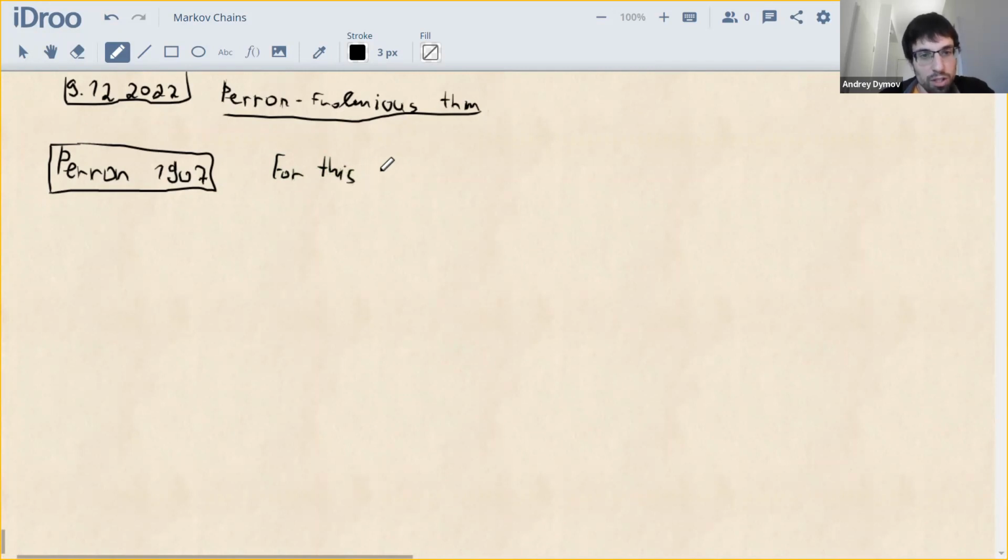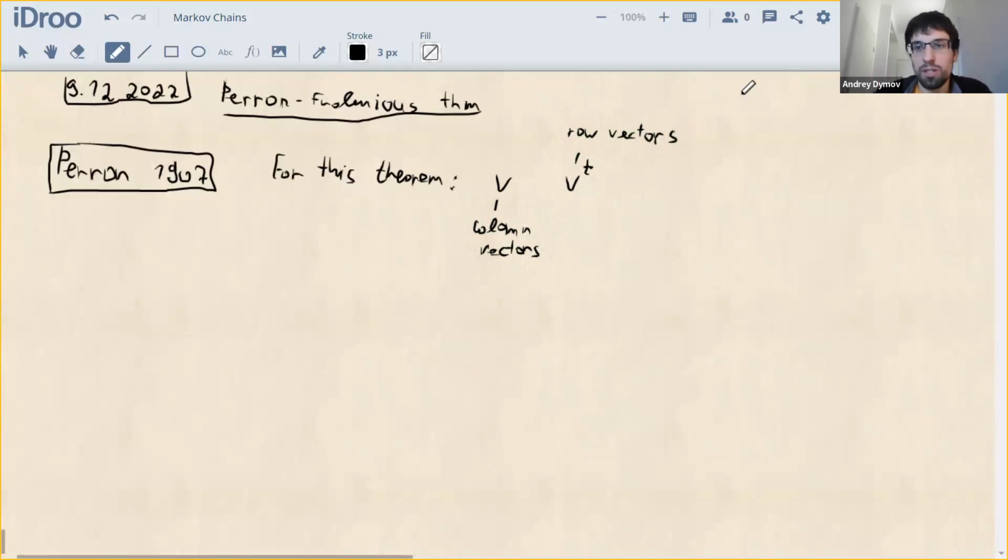So for this theorem, I will slightly change my notation. I will denote the row vectors. So before, for row vectors I wrote V, and for column vectors I wrote V transposed, right? But for this theorem, since we are talking about the linear algebra, I will change the notation to the standard notation in linear algebra. By V, I will denote column vectors. And for row vectors, I will write V transposed. Okay, so this is only for this theorem.